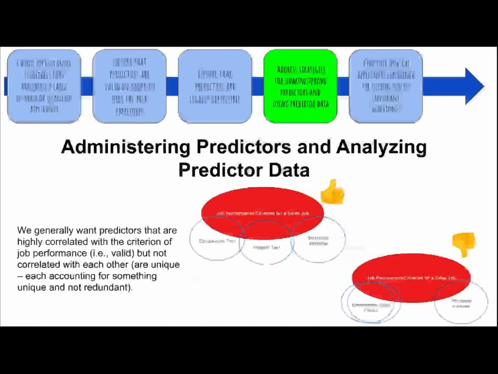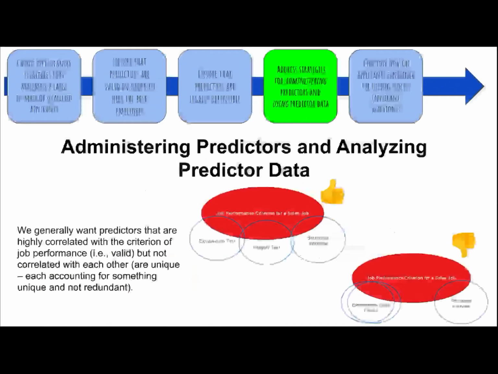All right, let's move on to the probably most important or trickiest part of this chapter, which are all the issues with administering the predictors and using the data from the predictors. Remember, predictors are all of the different methods or tests that you give to the applicants, such as a personality test, an integrity test, an interview, those sorts of things.